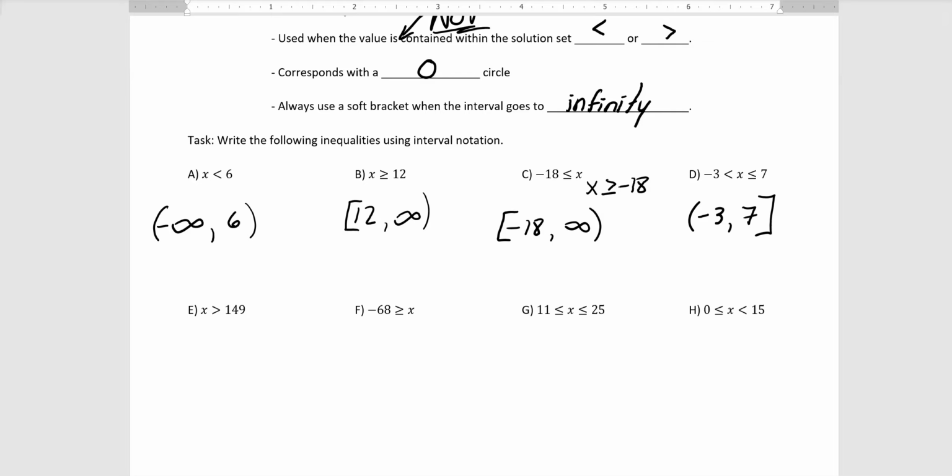Okay, let's check these together. So first, x is greater than 149. That tells me 149 soft bracket, because it's strictly greater than, is the smallest value it can be. Infinity would be the largest.